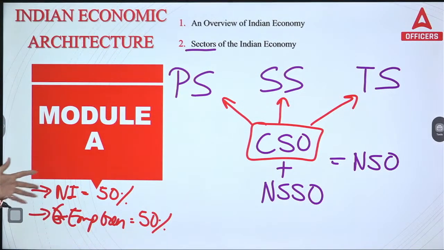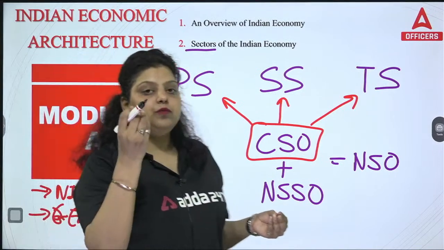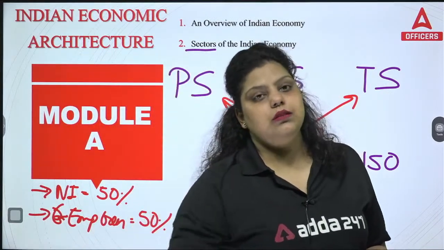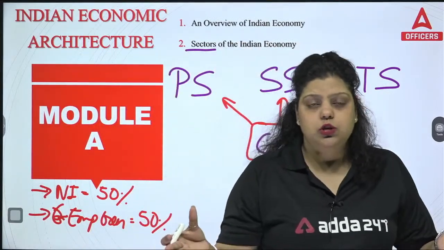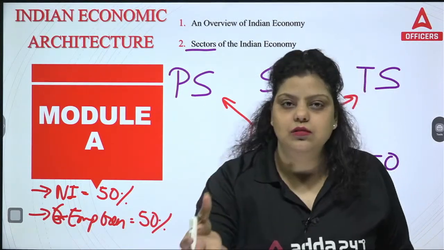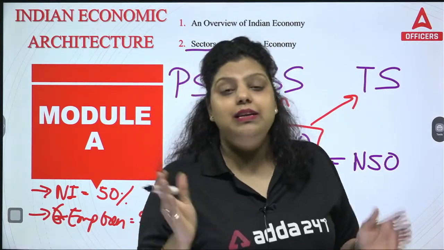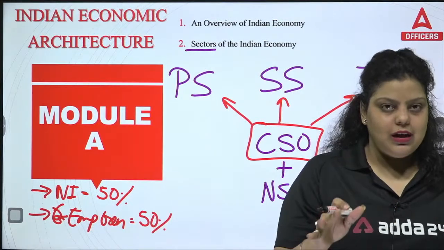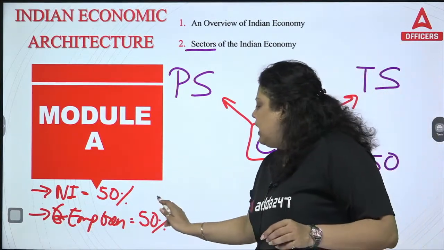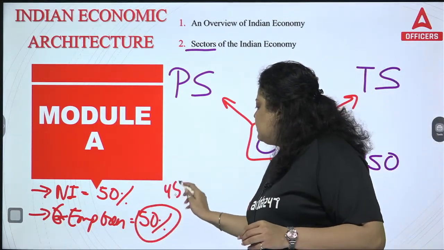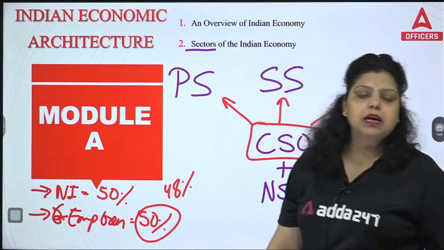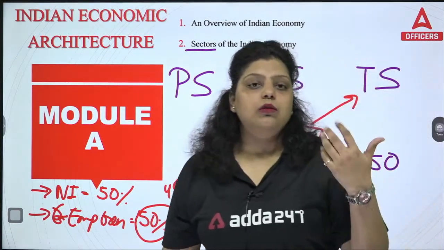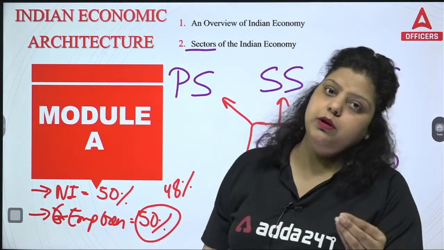Let's say, for example, if the agriculture sector gives us 50% of the national income and 50% of the employment generation in a country in a financial year, it means India is an agriculture-based economy. But India is not. India used to be an agriculture-based economy, but now it is not, because only around 48% contribution is there from the agriculture sector to provide the employment opportunities.